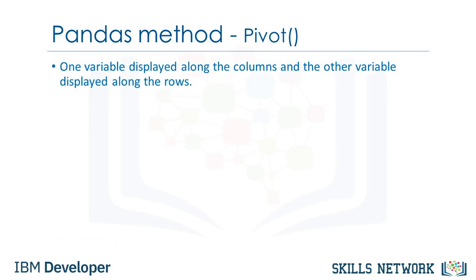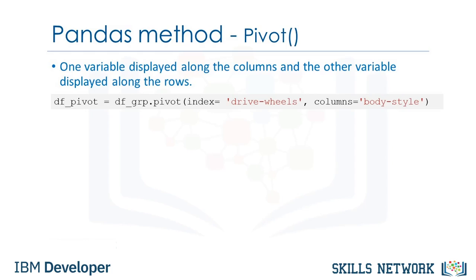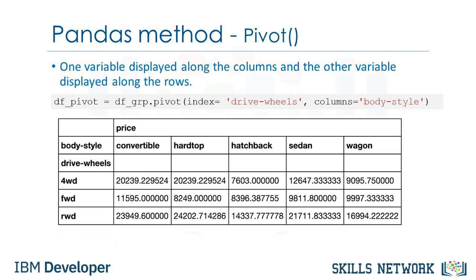In the previous table, both drive wheels and body style were listed in columns. A pivot table has one variable displayed along the columns and the other variable displayed along the rows. Just with one line of code and by using the Pandas pivot method, we can pivot the body style variable so it is displayed along the columns and the drive wheels will be displayed along the rows. The price data now becomes a rectangular grid, which is easier to visualize. This is similar to what is usually done in Excel spreadsheets.